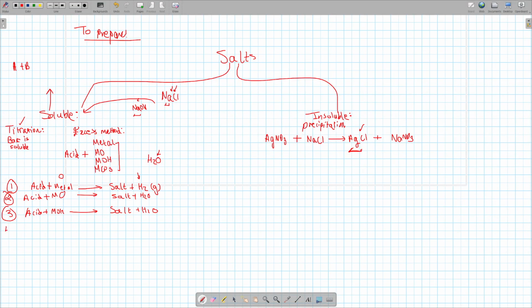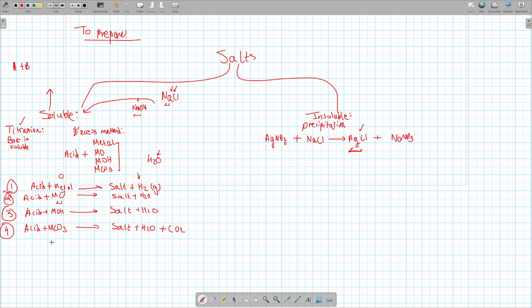The fourth reaction with carbonate, acid plus MCO3, gets you also salt plus water, but now you have something extra. That extra thing, we actually studied this reaction in chapter 2 in the periodic table. You get carbon dioxide. How do I think of it?